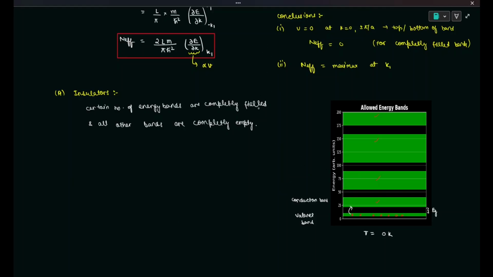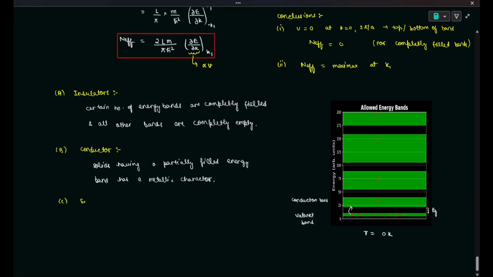So the second type of solids are conductors. Conductors are the solids having partially filled energy bands and they have a metallic character. So this means that their conduction band is partially filled. So inside a conductor this conduction band is partially filled so that the electrons in the conduction band can contribute to the conductivity. Now the third type of materials are semiconductors.